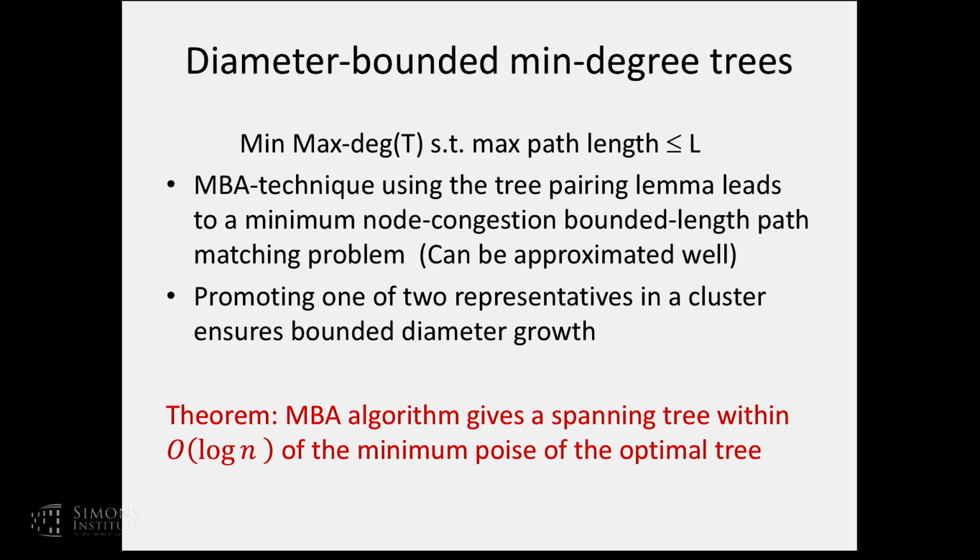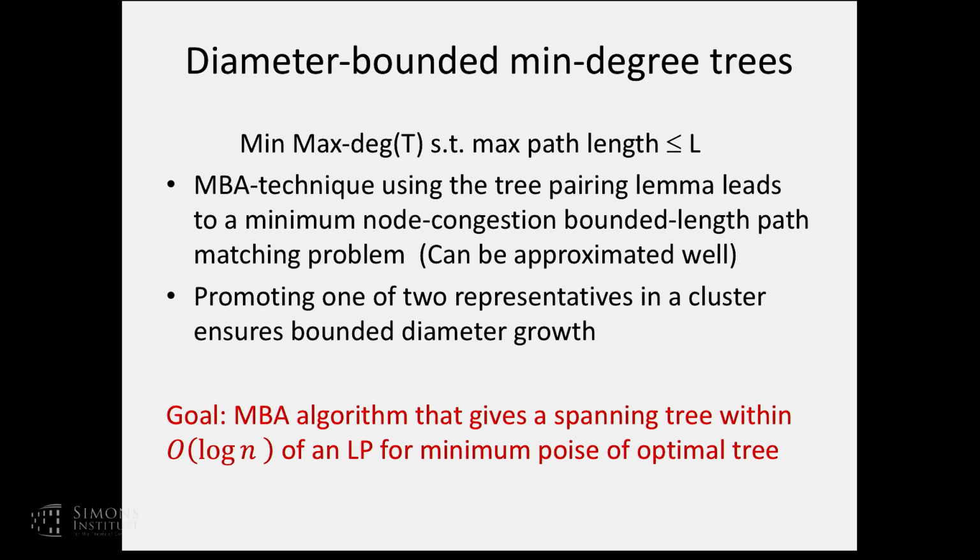Well, in all my proofs, I use the optimal tree to show that my flow problem is feasible. So unfortunately, my approximation guarantee is with respect to an optimal integer solution, an optimal solution from which I extracted the flows. What I really wanted to do recently was to prove the same theorem, but with respect to an LP.